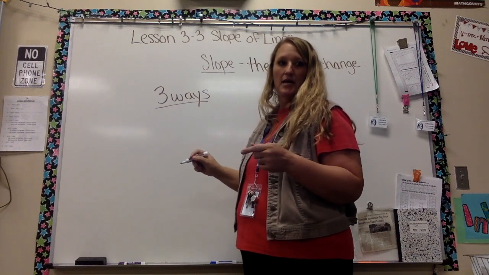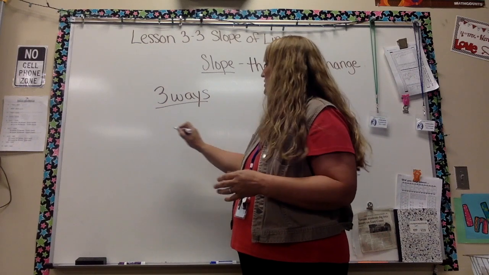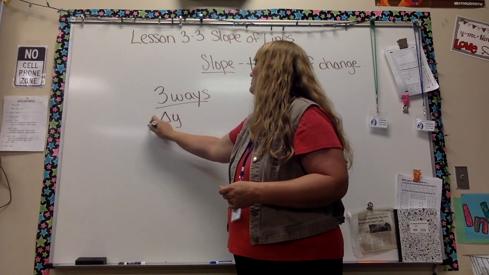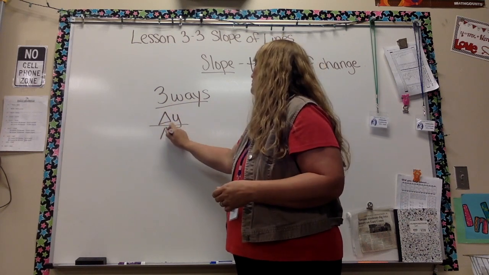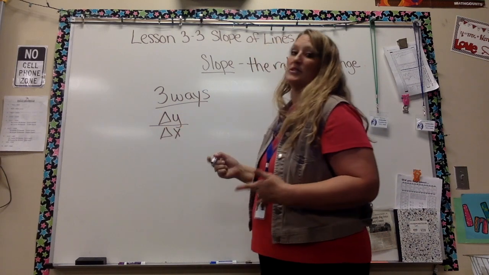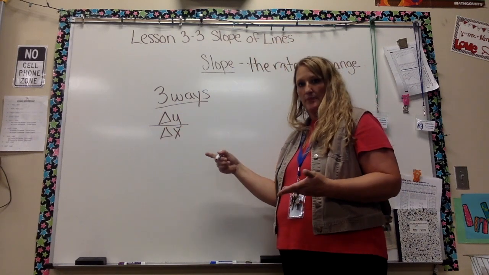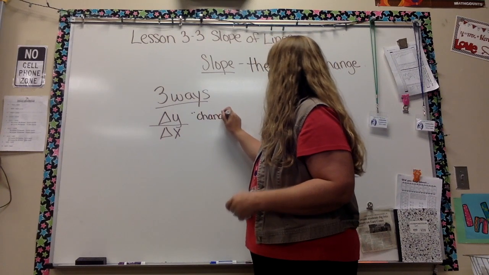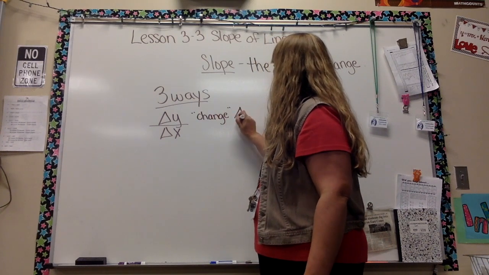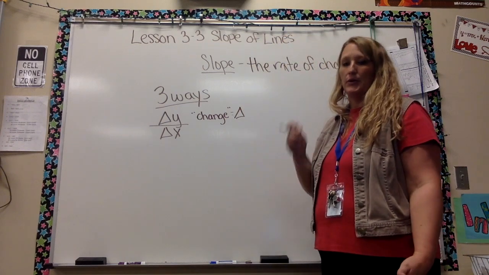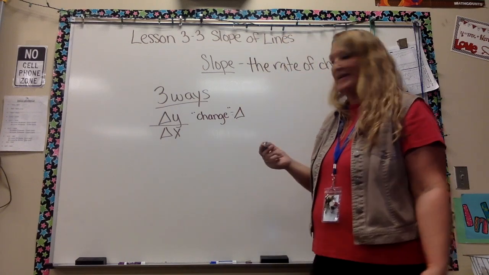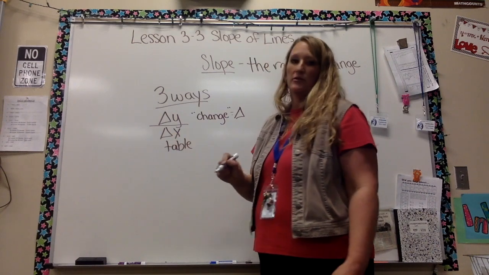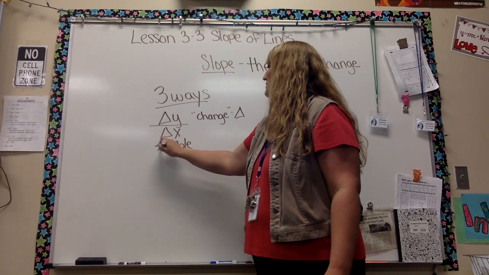The first way that we're going to talk about is just the change in y, or delta y, over the change in x, or delta x. The triangle means delta. It just means change. So this is really good to use when you have a table. Probably some of the best ways to use it is with a table.